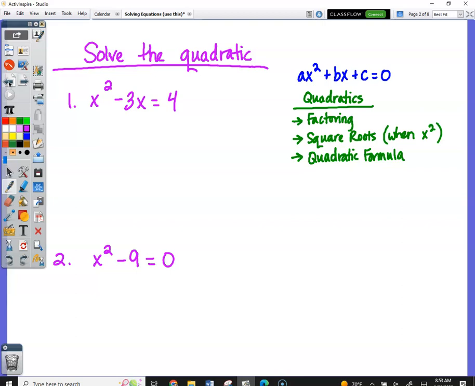This is considered the standard form for a quadratic: ax squared plus bx plus c. That's the standard form, which just means the term with the square needs to be in the front, the term with just x needs to be in the middle, and the constant needs to be at the end.